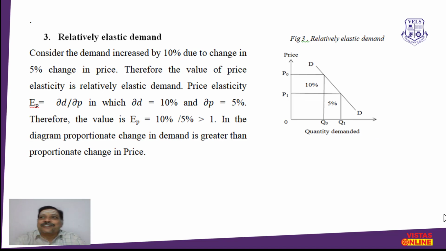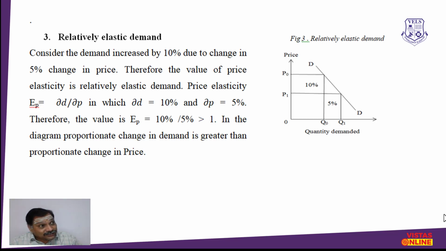Then it is the reverse. When the change in demand is more, the value will be greater than 1. 10 divided by 5, then the value of price elasticity is relatively elastic. That is why we call it relatively elastic. When it is equal to 1, unity; less than 1, inelastic; greater than 1, then we call it relatively elastic. These are the first 3 types.